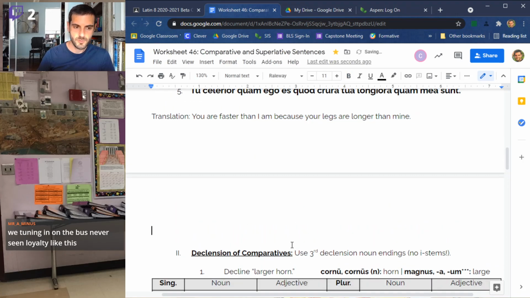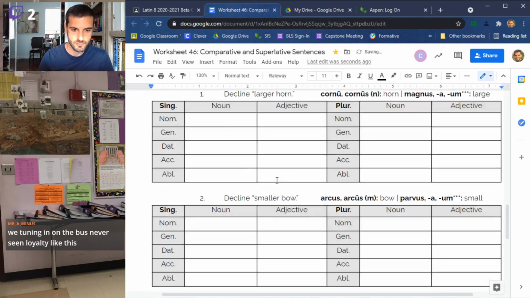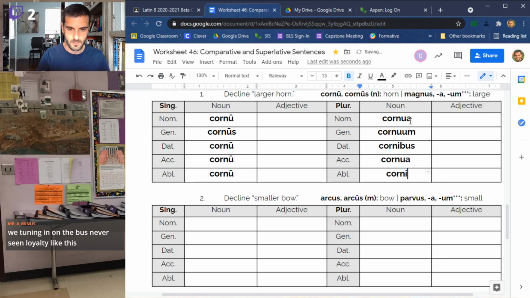That brings us to the charts. I chose all of the irregular ones just so we could practice a little bit. So the nouns are easy, cornu, cornus. So that is our fourth declension neuter pattern. So cornu, cornus, and then we jump right into the cornus. Cornu, cornu, cornu. Plural, cornua, cornuum, cornibus, cornibus, cornua, and cornibus.